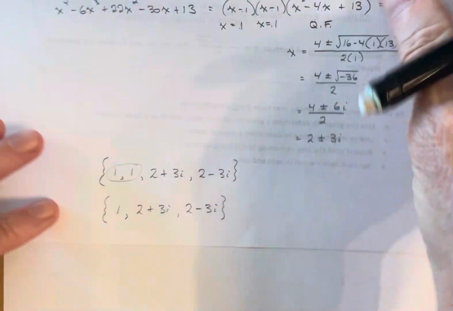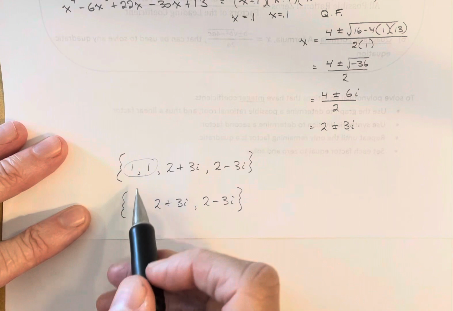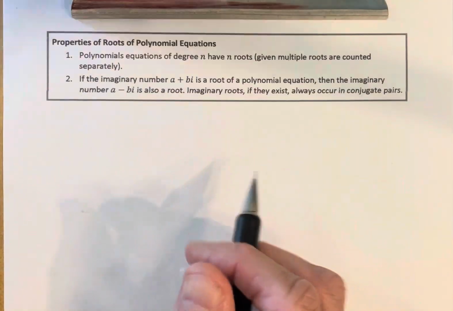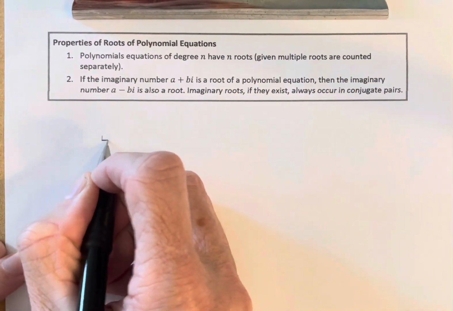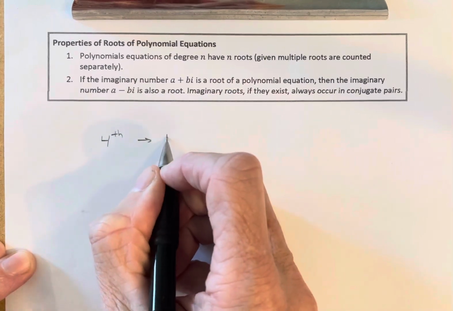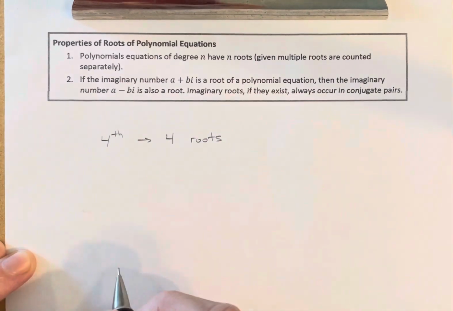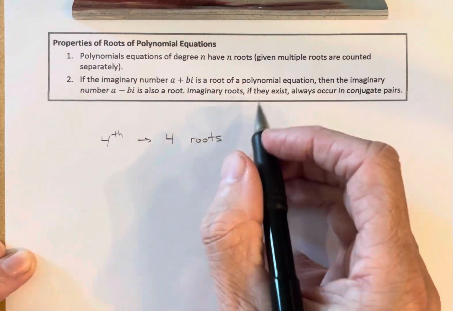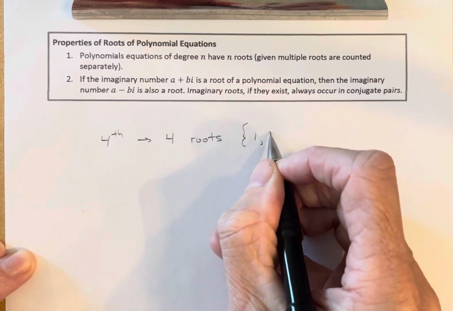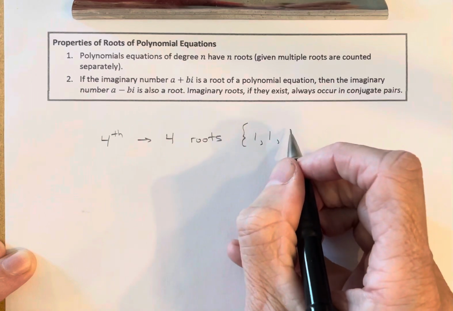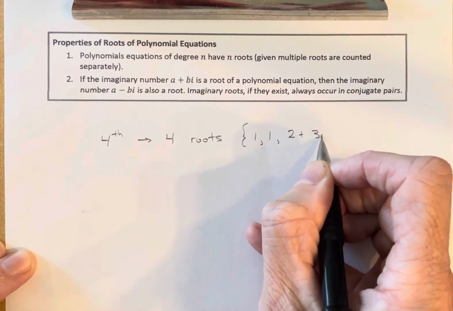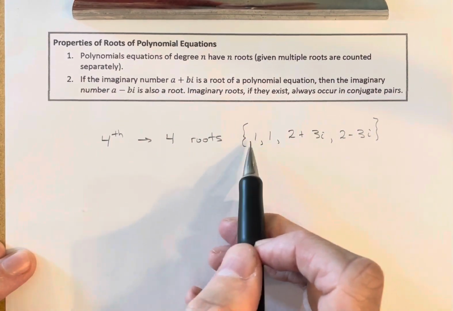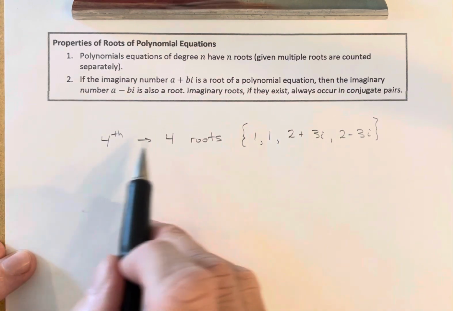So let's go back to here. Given that I counted the multiple roots of 1 separately, 1, 2, 3, 4. So a 4th degree polynomial will have 4 roots, again, given the multiple roots are counted separately. So in our example, we had 1 and 1. 1 occurred twice. And then we had 2 plus 3i and 2 minus 3i. So if you count the multiple roots separately, you will have the exact number of roots as the degree of the polynomial.